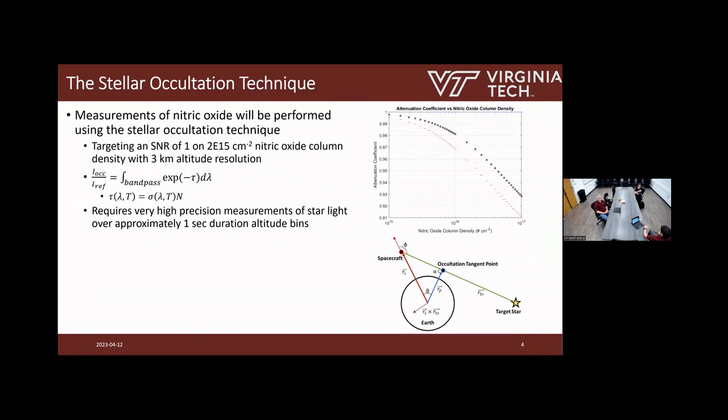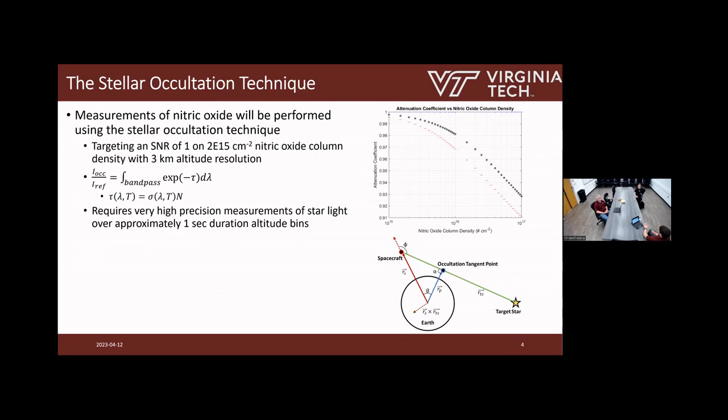The technique that we're going to be using is the stellar occultation technique. We're using starlight as a signal source and seeing how it is attenuated as it passes through the atmosphere to relate this to the amount of nitric oxide. For our target column density, we're looking to get a signal-to-noise ratio of 1 on 2e15 molecules per centimeter squared of nitric oxide, at 3 kilometer altitude resolution.